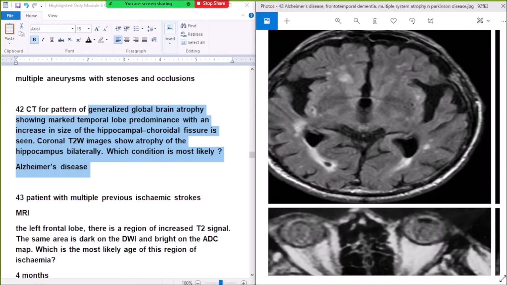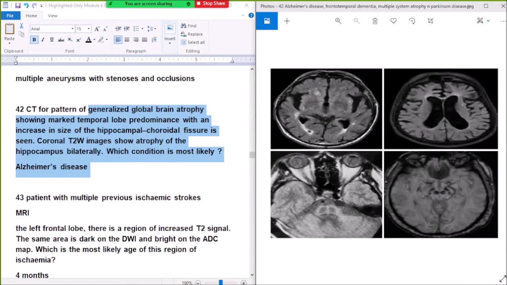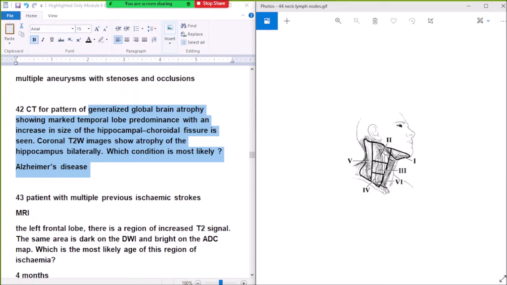Atrophy of the hippocampus bilaterally is seen in Alzheimer's disease. You can see it better on the coronal section. But atrophy of the hippocampus bilaterally is seen in Alzheimer's disease.